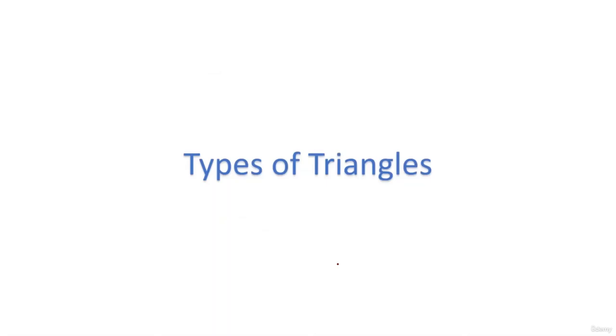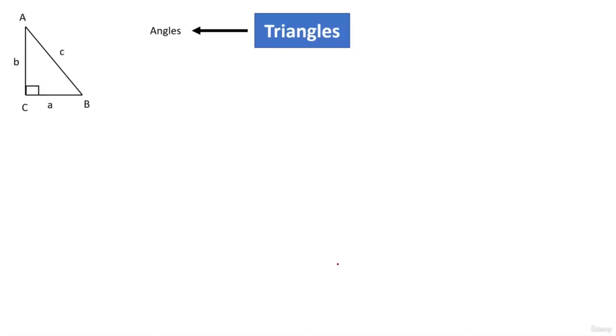Now guys, we'll go on to types of triangles. For types of triangles, there are two ways to classify the triangles. First is based on the angles. On the basis of angles, we have a right angle triangle.